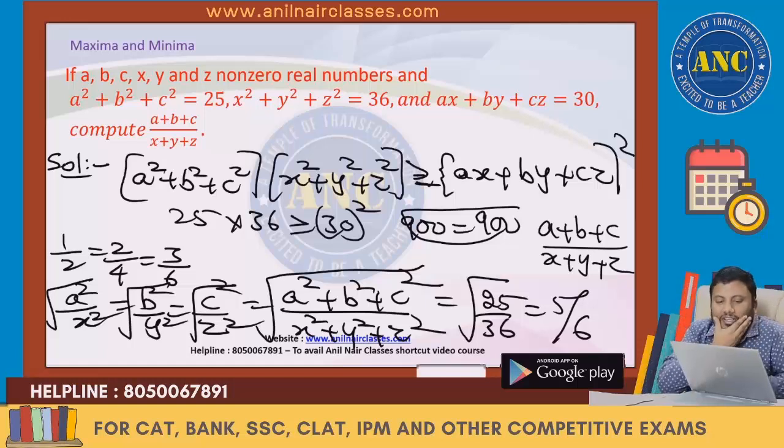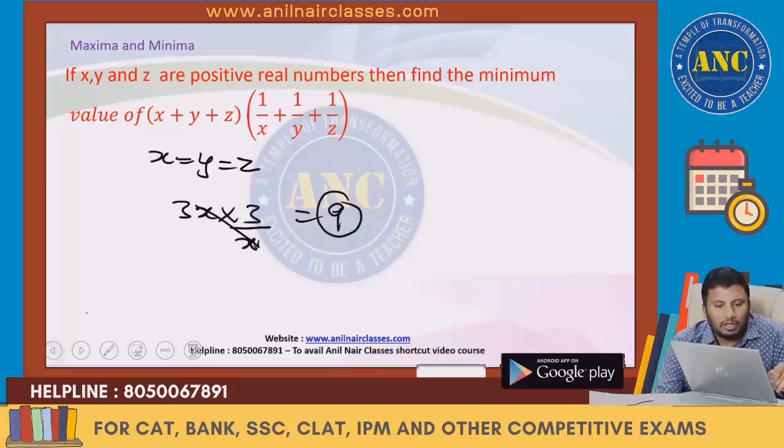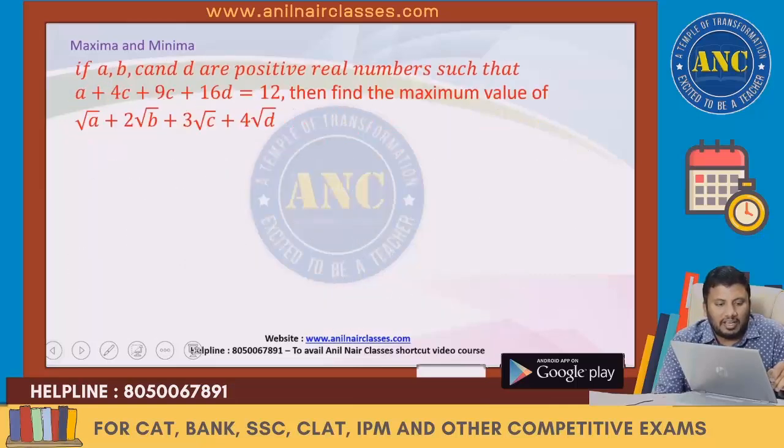Idea is clear, right? 25 into 36. So what it is showing is that A equivalent to X, B equivalent to Y, C equivalent to Z. So A by X equivalent to B by Y equivalent to C by Z, which is A plus B plus C by X plus Y plus Z. I did under root of A square by X square, under root of B square by Y square, under root of C square by Z square. Root of 25 by 36, 5 by 6. Fractions is equivalent to sum of the numerators by sum of the denominators. I hope the idea is clear. All these questions are very, very easy questions.